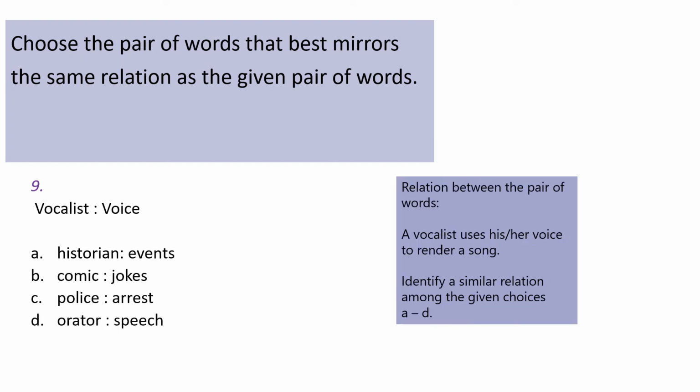For number 9, we have vocalist is to voice. So let's recognize the relation that a vocalist uses his or her voice to render a song. Let's also identify someone who uses something to be able to deliver what he needs to deliver or to do his job. So that's for number 9.